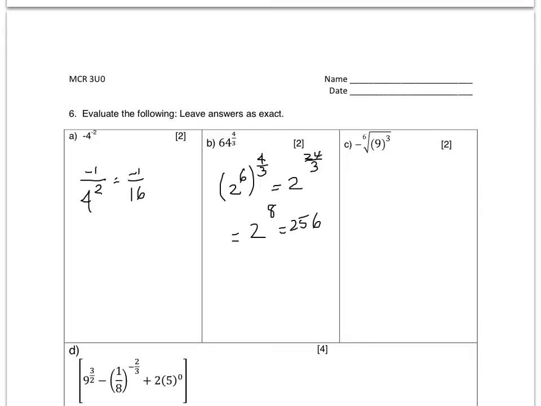The next one is -⁶√(9 exponent 3). I'm going to write this one as -9 exponent 3/6. I can write it as a fraction like this, but 9 is the same as 3 exponent 2, so we have 3 exponent 2, all exponent 3/6. Since you have a power to a power, I'm going to multiply exponents, so I'm going to get 3 exponent 2 times 3 is 6/6, which is -3 exponent 1, which is -3.